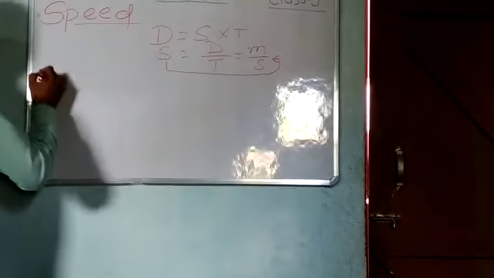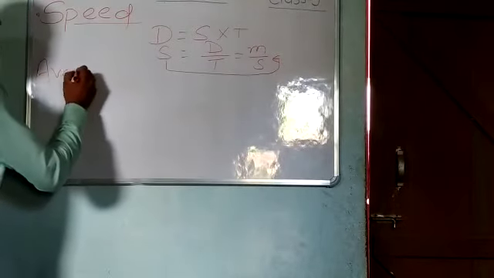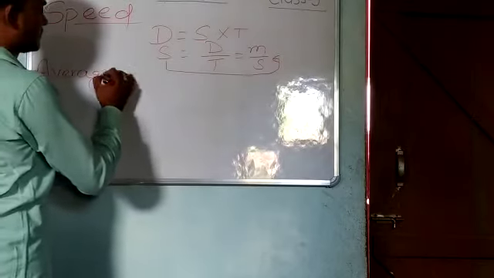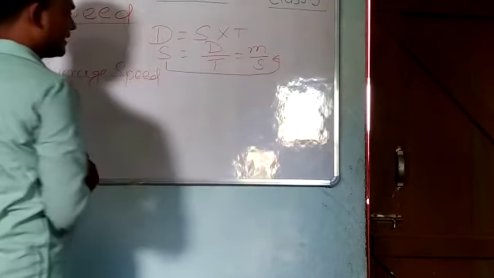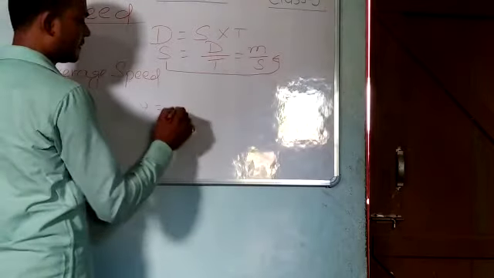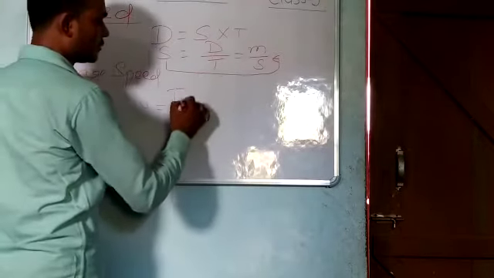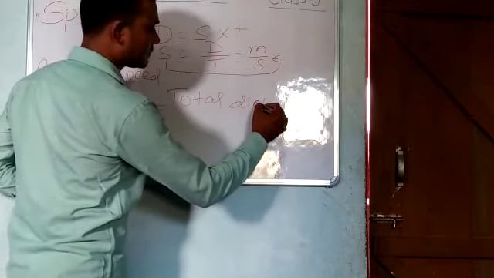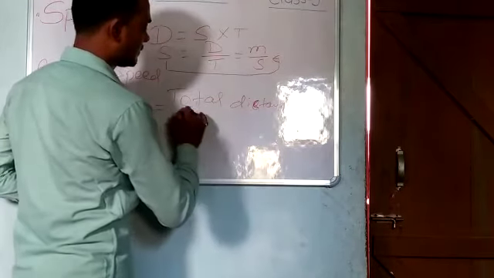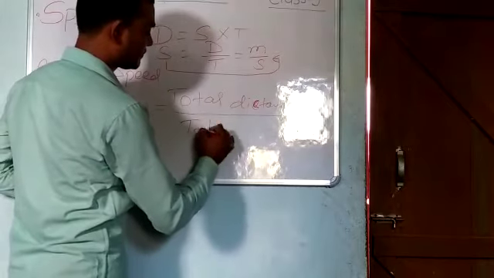Second topic is average speed. Average speed equals total distance upon total time.